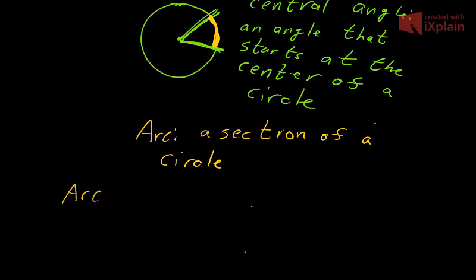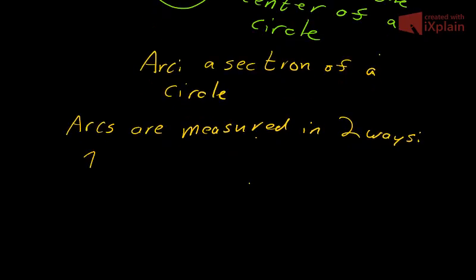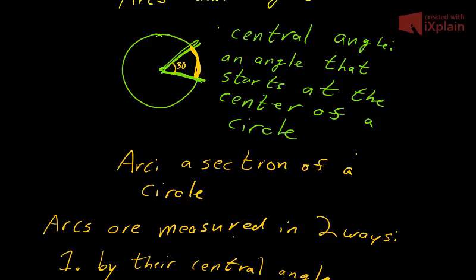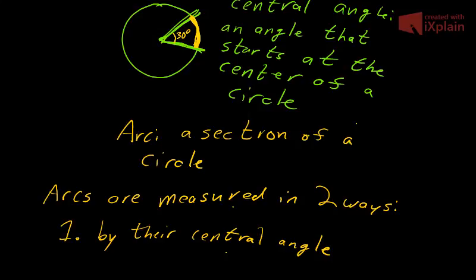So arcs are measured in two ways. They can be measured, firstly, by their central angle. So let's look at this thing's central angle. It's the one we just drew. Let's say this is 30 degrees. If that's its central angle, then we can actually say that this arc is a 30-degree arc. And that works out pretty well. So the angle of my arc, same as the central angle, would be 30 degrees.